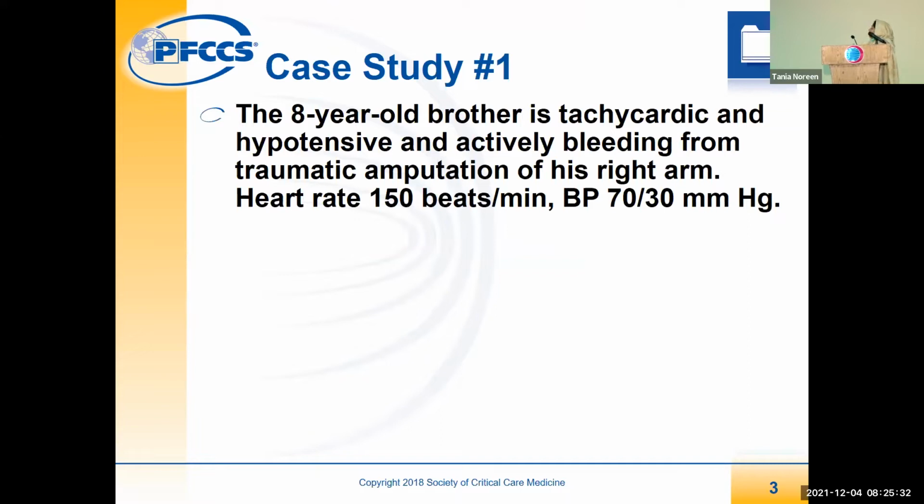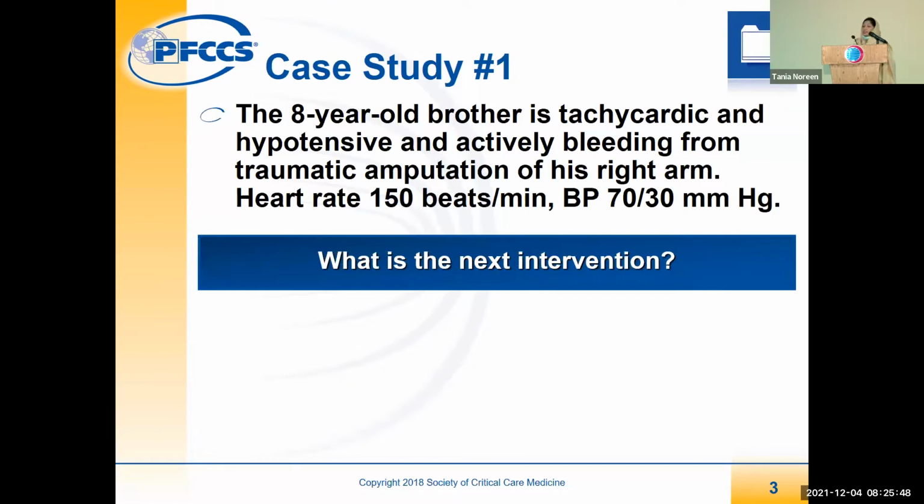So again, continuing with our study, the 8-year-old brother is tachycardic and hypotensive, and he is actively bleeding from the traumatic amputation of his right arm. His heart rate is 150 beats per minute, and the blood pressure is 70 by 30 millimeters of mercury. What is the next intervention?